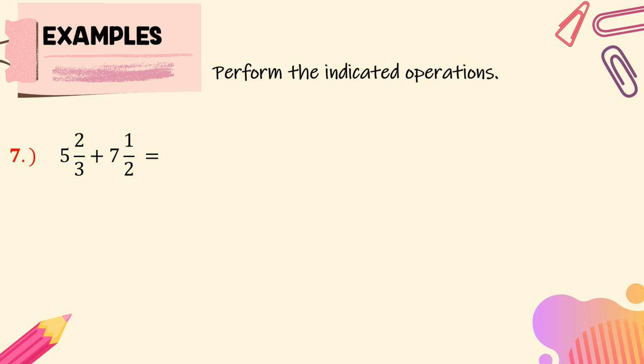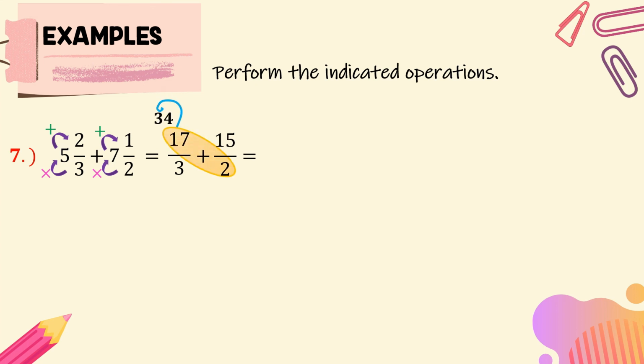For number 7, we have 5 and 2/3 plus 7 and 1/2. So the given here are mixed numbers. So we need to change it into improper fractions. So simply multiply 3 times 5, 15 plus 2 is equal to 17 over, copy the denominator 3. Then 2 times 7 is equal to 14 plus 1 is equal to 15 over, copy the denominator 2.